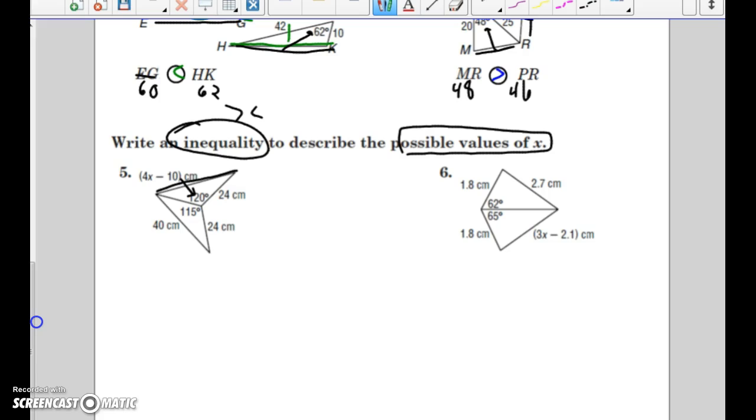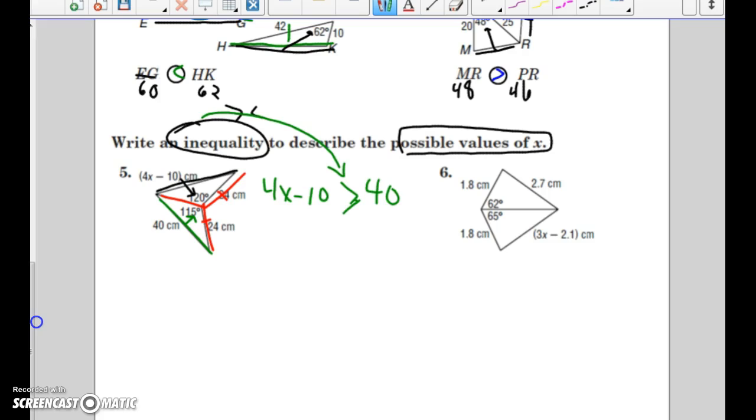So right here, here's X, and it's across from 120. Now, when you're looking here, notice this is 24 and that's 24. They're the same. If I were to separate those 2 triangles, wouldn't that be the same length for both of them? Good. That means I'm not comparing those. I want to compare this one, which is across from 115. Which one's bigger? 4x minus 10 or 40? 4x minus 10. Good. 4x minus 10 is greater than 40. That's my inequality.